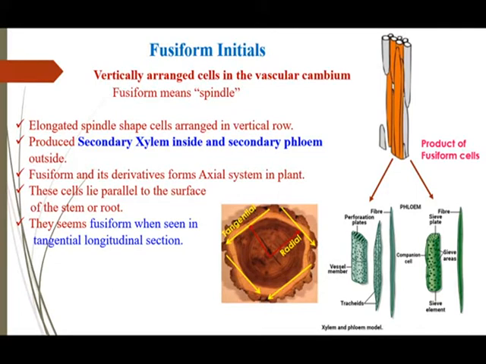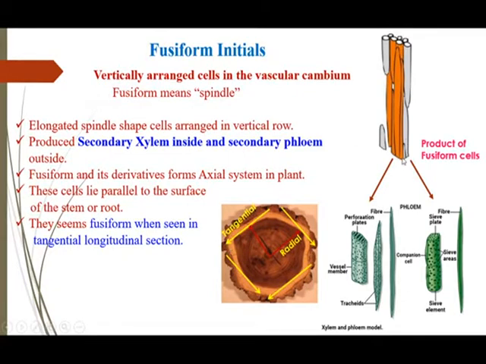Fusiforms and their derivatives form the axial system in the plant, and these cells lie parallel to the surface of the stem. These cells seem fusiform when seen in tangential section. If we cut the section of the stem in this way, this will give us a tangential section.